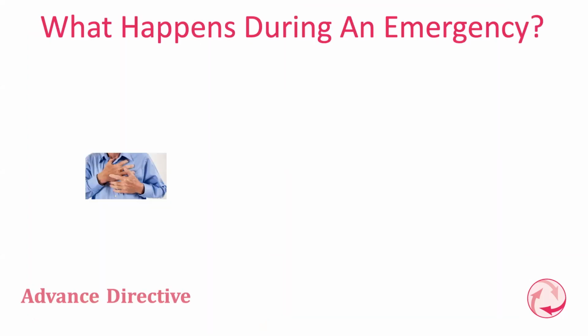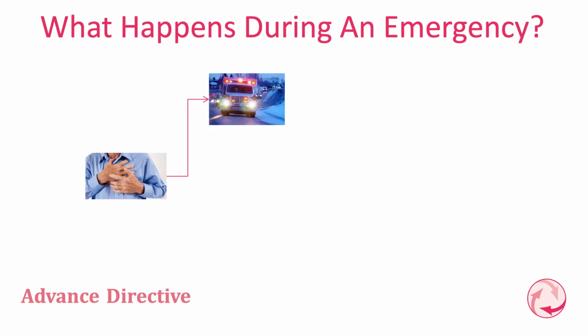So this is a typical situation. A patient has an emergency, 911 is called, and the first responders show up. Advance directives don't provide medical orders, so first responders do not look at them. Instead, they are required to do what is medically possible and reasonable to attempt to save someone's life unless there is a medical order saying something different.